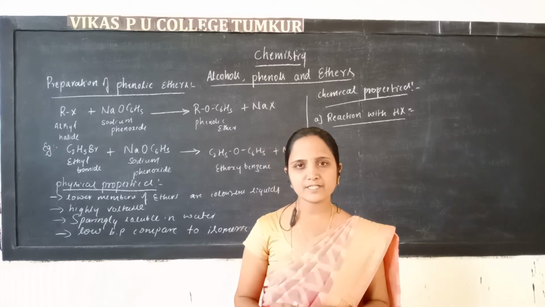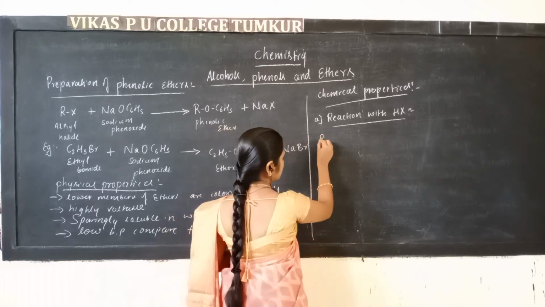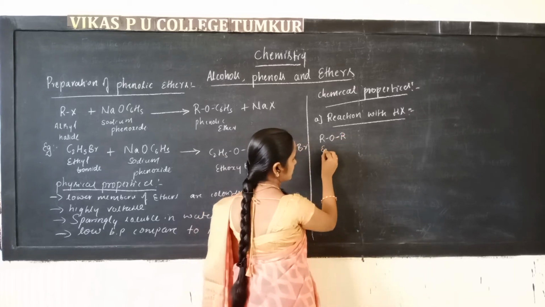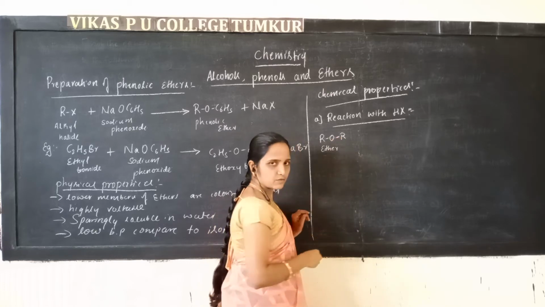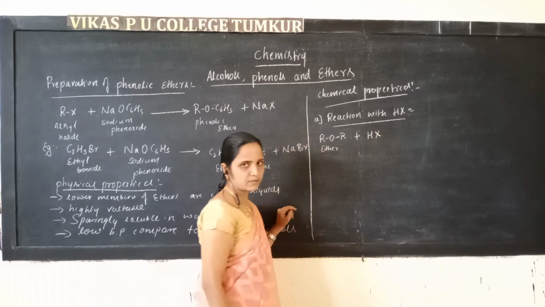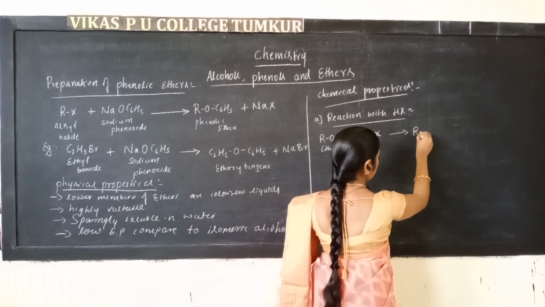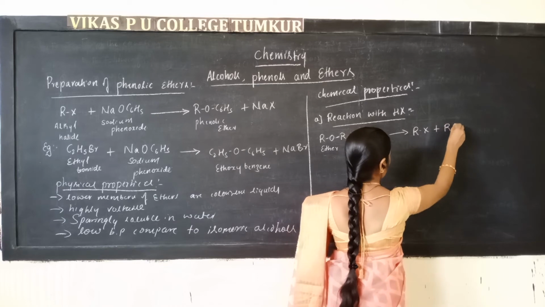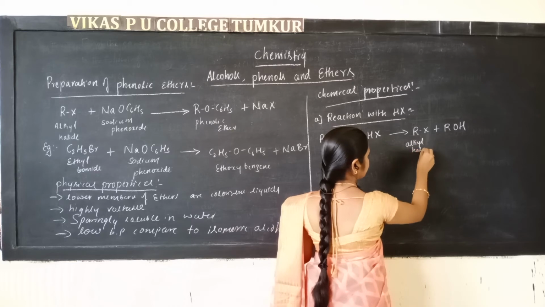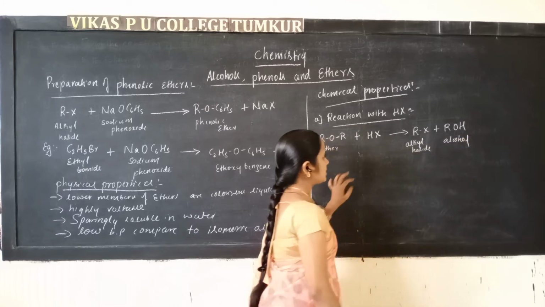The first, suppose it reacts with the less amount of hydrogen halide. R-O-R is the general representation of the ether. Ether is going to be treated with less amount of hydrogen halide. At that time we are going to get that alkyl halide and alcohol. We get alcohol when there is less amount of hydrogen halide.